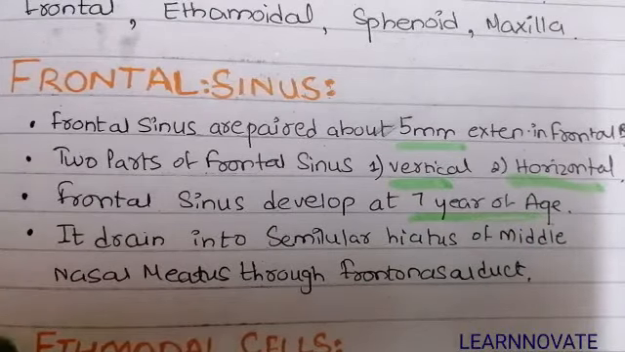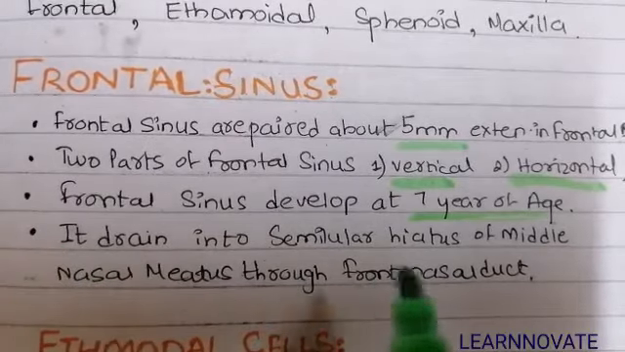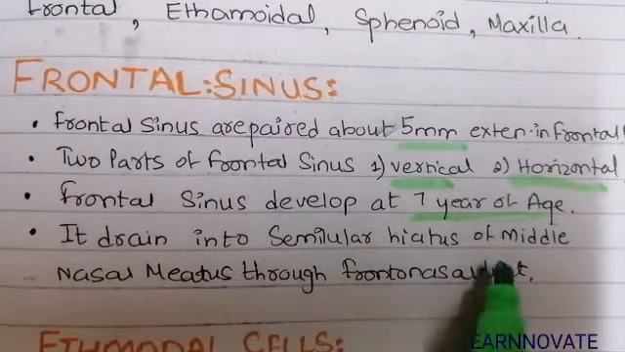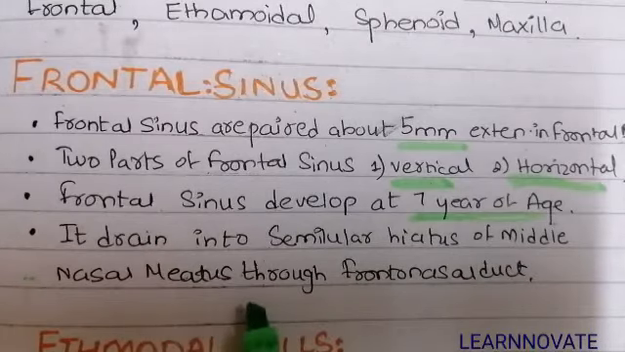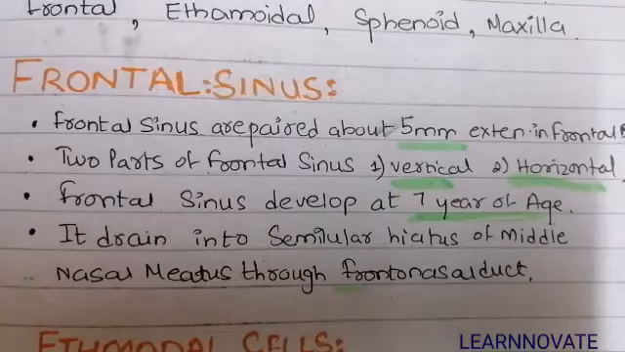Also, one more very important point is the drainage of the frontal sinus. This frontal sinus is going to drain into the semilunar hiatus of the middle nasal meatus through the frontonasal duct. Actually, all these sinuses are going to drain into the nasal meatus, that are the nasal concavities present at the lateral wall of the nasal cavity, and from there into the nasolacrimal duct, and then into the oral cavity. There is a final drainage of these nasal sinuses.